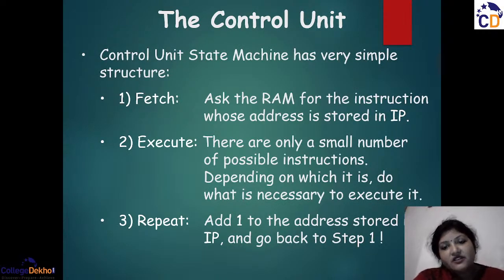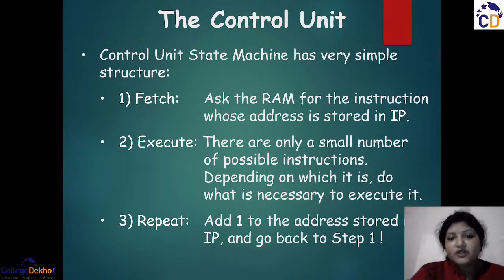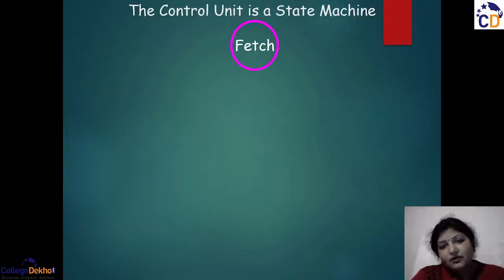So in the fetch instruction step, it asks the RAM for the instruction whose address is stored in the IP. Then the execute cycle: there are only a small number of possible instructions, and depending on which one it is, do what is necessary to execute it, right? And repeat the task, that is add 1 to the address stored in the instruction pointer and go back to step 1. So basically it works like this.